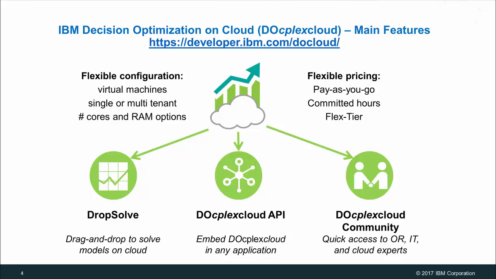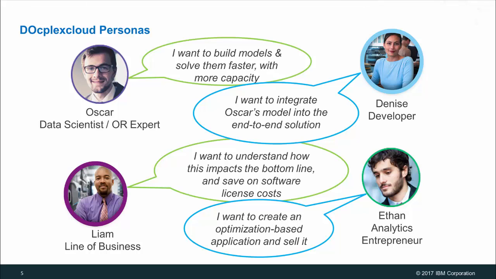DropSolve provides an easy way to solve optimization models through drag and drop on the web page of our service. The API allows for integrating the service into business applications. The community provides a wealth of information for developers and users, as there are a news blog, a samples repository, online documentation, a discussion forum, and support channels. The service itself provides flexible machine configurations at a flexible, appropriate pricing. Pay-as-you-go, so-called committed hours, and the new Flex tier. And all this is accessible through one single address, developer.ibm.com/docloud.